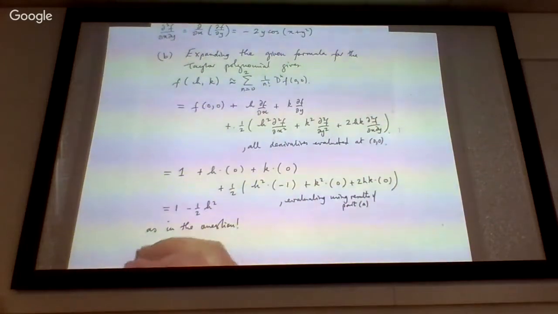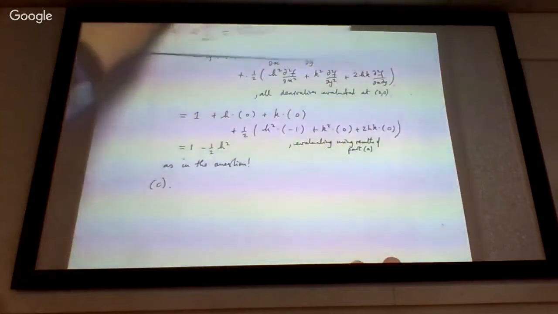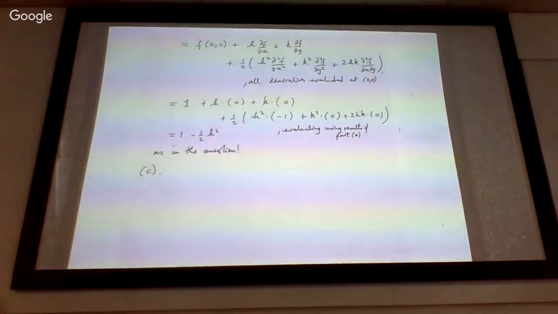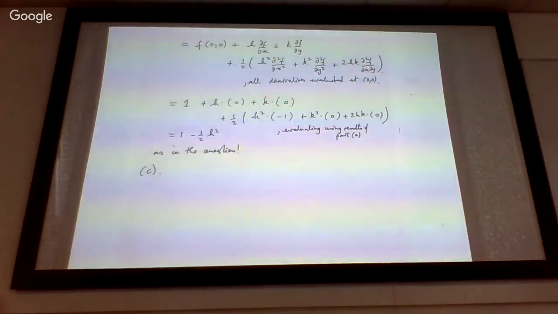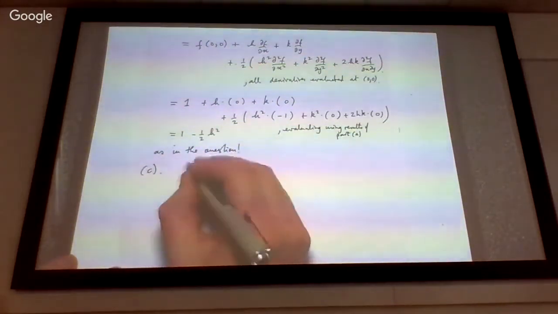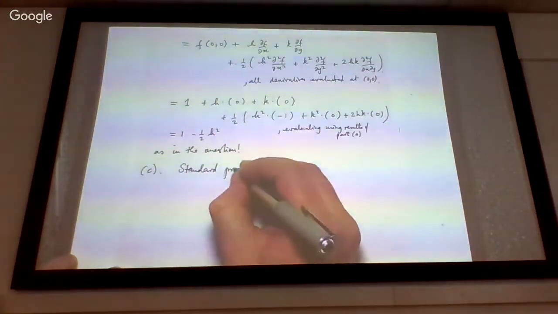So part C then. Part C is asking you to derive one of the most important properties of the Laplace transform as related to the way it's used to solve differential equations. So this is a standard proof from the notes.